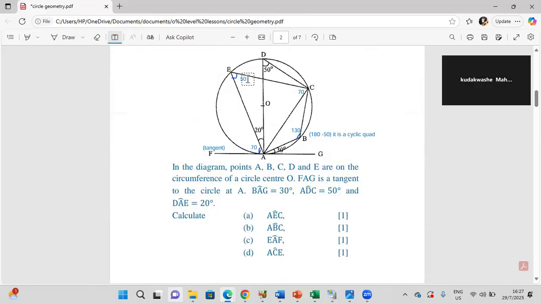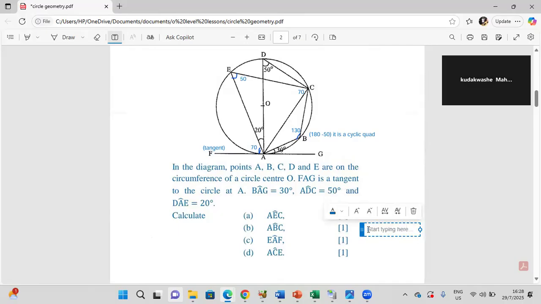Then for this 50 and the other 50, they share the same chord. So they're sitting on the same chord. So I think now we have the answers. For AEC, it means the angle at the center. It means you're coming from A, you go to E, you come to C. So that would be 50 degrees.